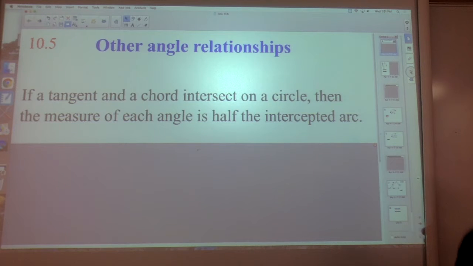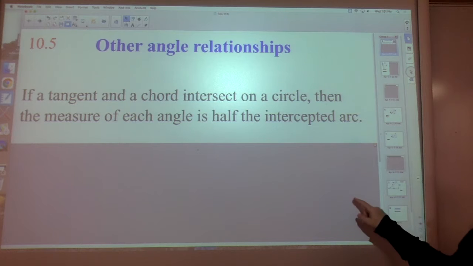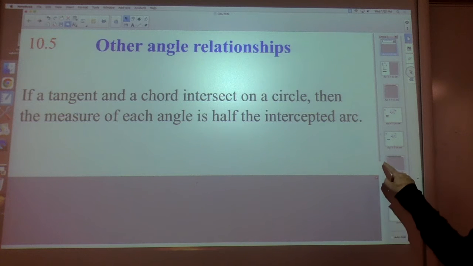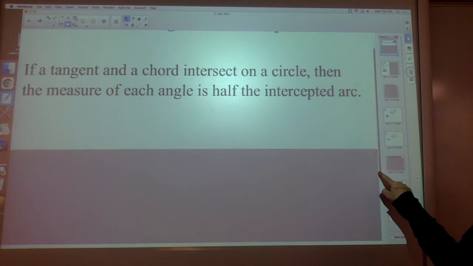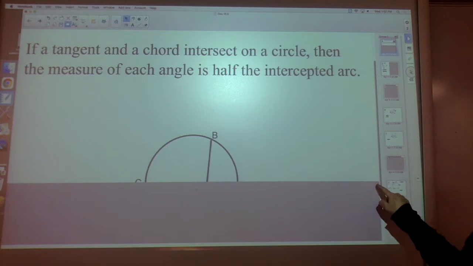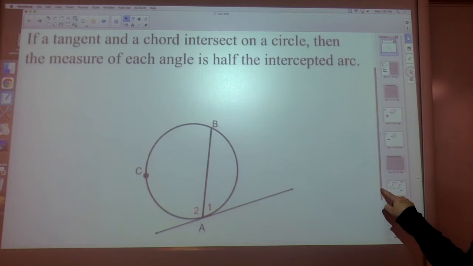If a tangent and a chord, think in your mind what that is, intersect on a circle. Pause it if you need to write all this down. If a tangent and a chord intersect on a circle, then the measure of each angle is half the intercepted arc. The measure of each angle is half the intercepted arc.